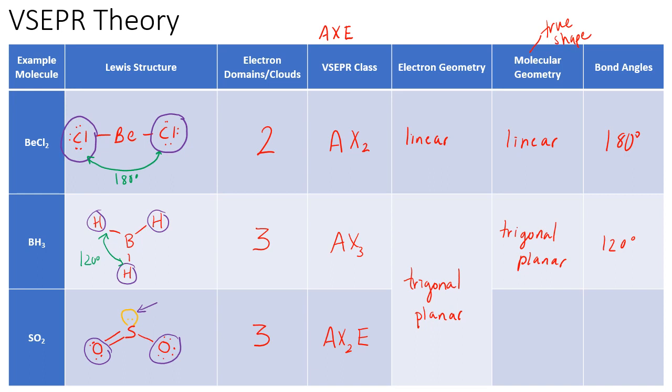We know the electron geometry is trigonal planar, but when we consider the shape, you can take your hand and cover up that lone pair of electrons and think, what would the shape actually look like when we don't take any lone pairs into account? And the name of the shape for an AX2E molecule is called bent.